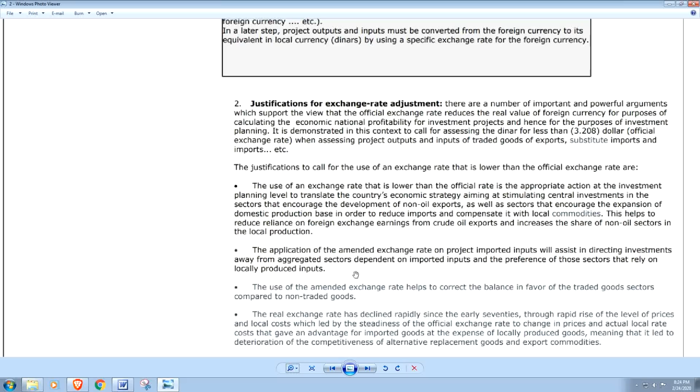Okay, so the application of the amended exchange rate on project inputs will assist in directing investments away from aggregated sectors depending on imported inputs and the preference of those sectors. They rely on the local product. So in other words, if the rate is lower, then it's feasible for them to buy local. But if the rate's too high and it costs too much for supplies there, then people are more likely to spend their money importing things.